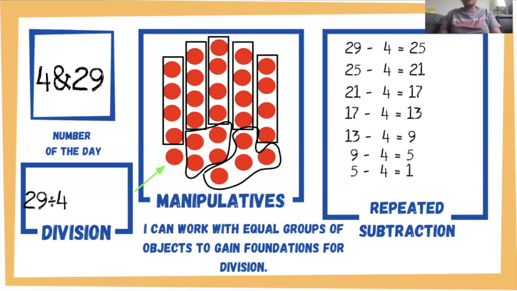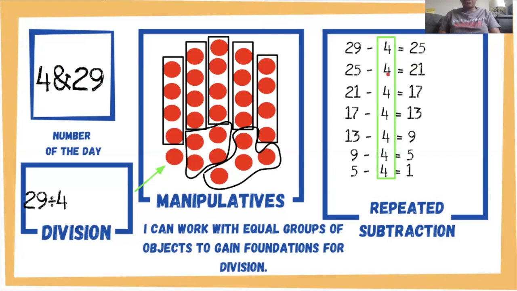Now, there's only one counter left. Can I make a group of 4 with that one counter? No, I cannot. And so that tells me that I'm done making groups of 4. Well, in order to find out the answer to my division problem, I now need to look at how many groups of 4 I made. So let's look at all the 4s in our repeated subtraction. How many groups of 4 did we make?